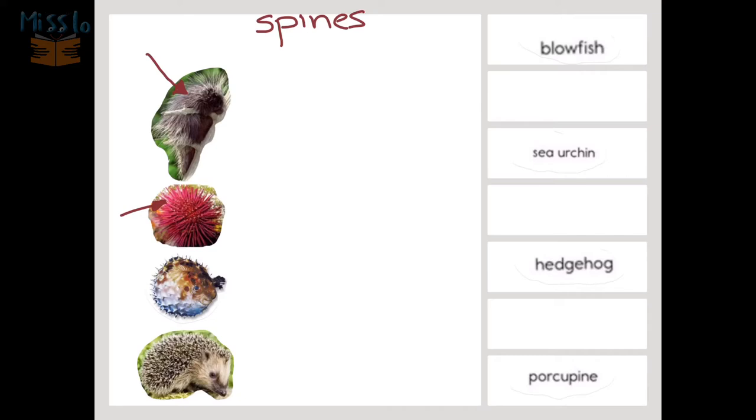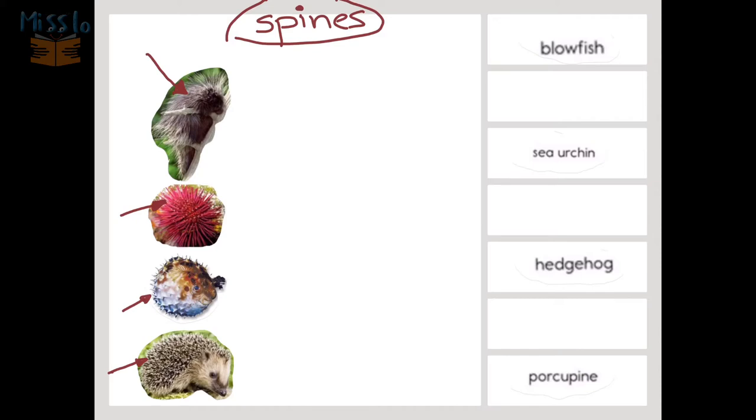And this one has spines too, and this one's called a blowfish or puffer fish. A blowfish. See, you blow it, and then he comes like that. He looks like a little ball. And then we have this animal here that we call an hedgehog. So they all have spines. They cover themselves with spines. Okay, and they use those spines to protect themselves.